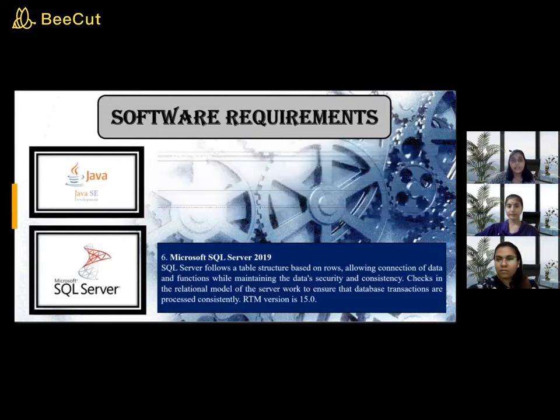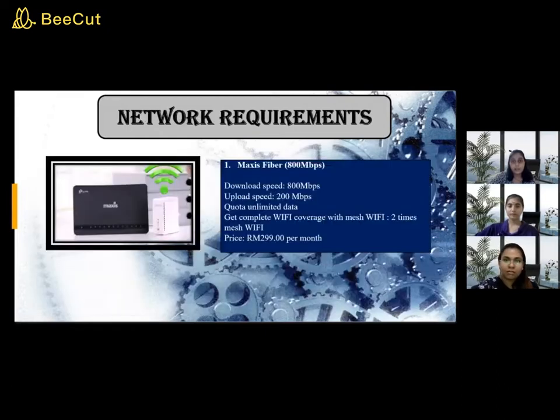Next, the network requirement is Maxis Fiber 800 Mbps. The download speed is 800 Mbps and the upload speed is 200 Mbps. Quota is unlimited data. Get complete Wi-Fi coverage with mesh Wi-Fi, 2 times mesh Wi-Fi, and the price is RM 299 per month.